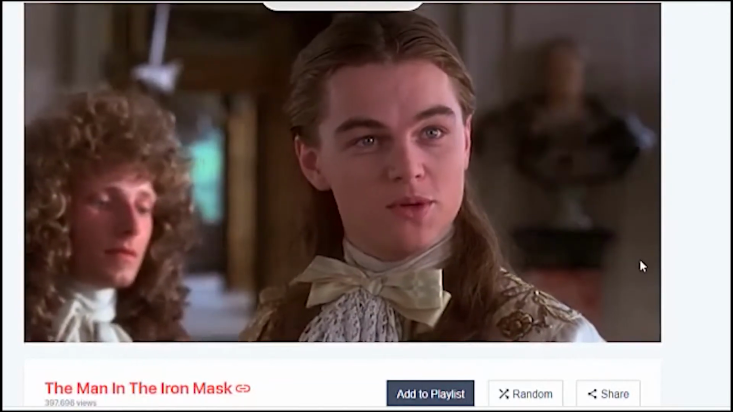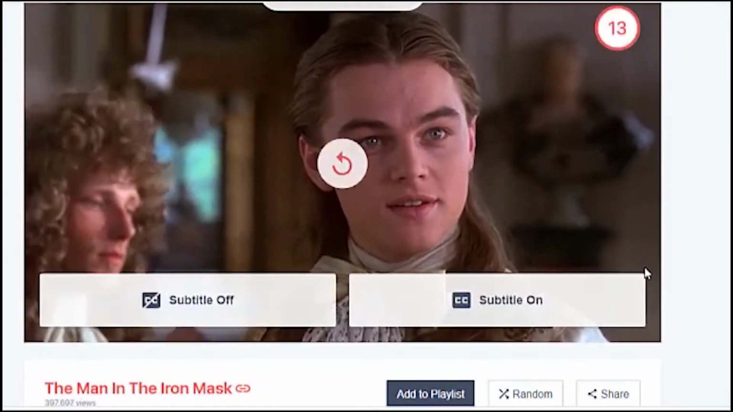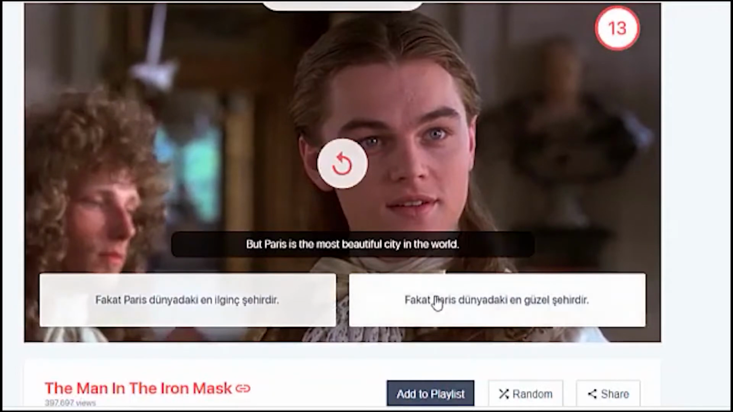But Paris is the most beautiful city in the world. Here we have the most beautiful. We used the most because we have more than one syllable in this adjective.